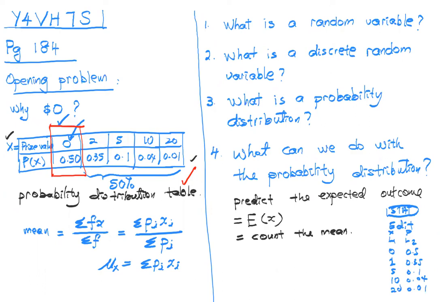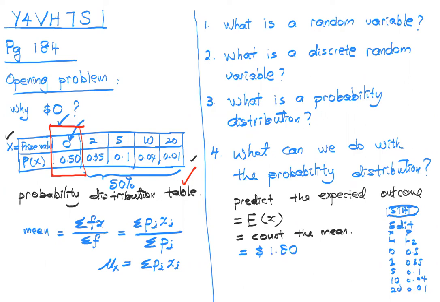So can I have the answer, Christopher? 1.8. Is that correct? So that means every time I go and play this game, I will expect to get back 1.8. So that means what can you do with the probability distribution table? Distribution. Okay.